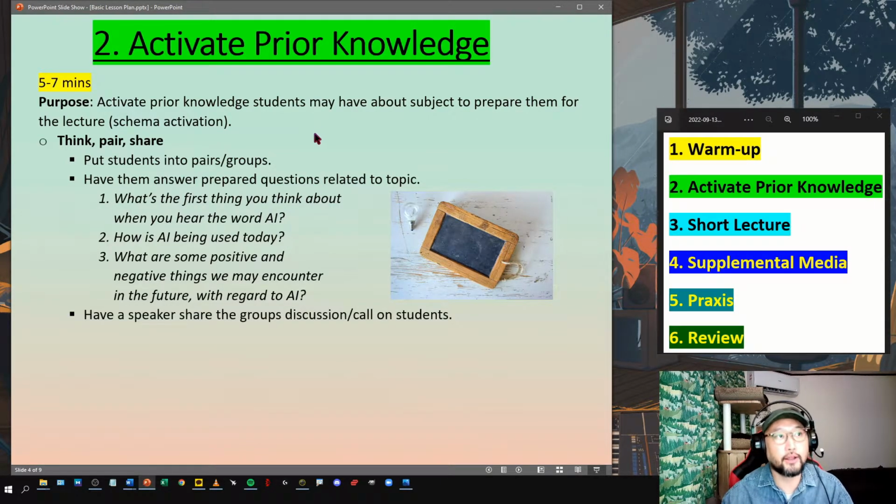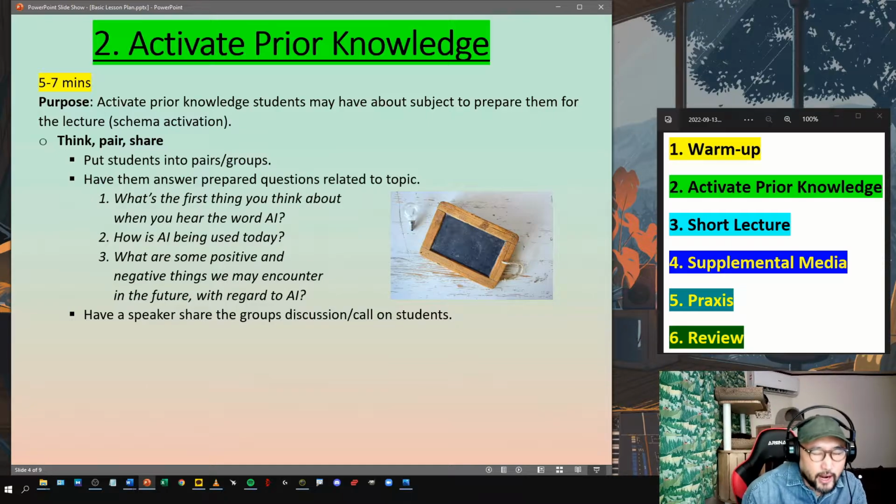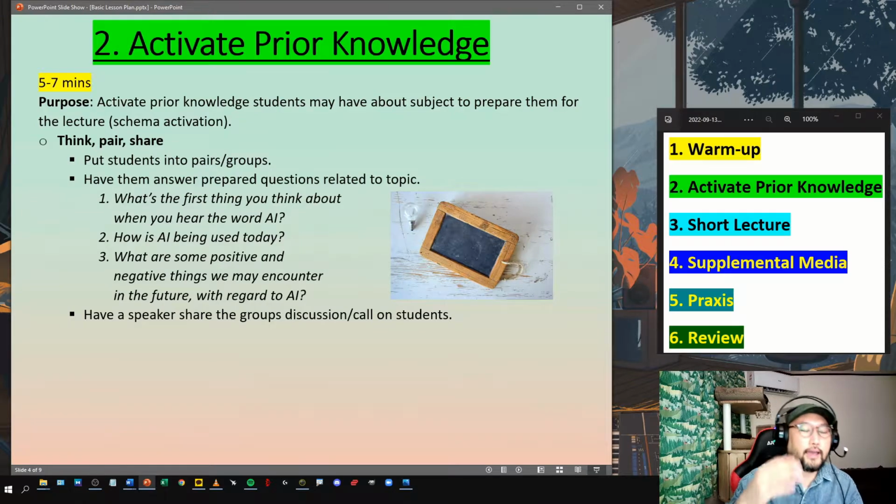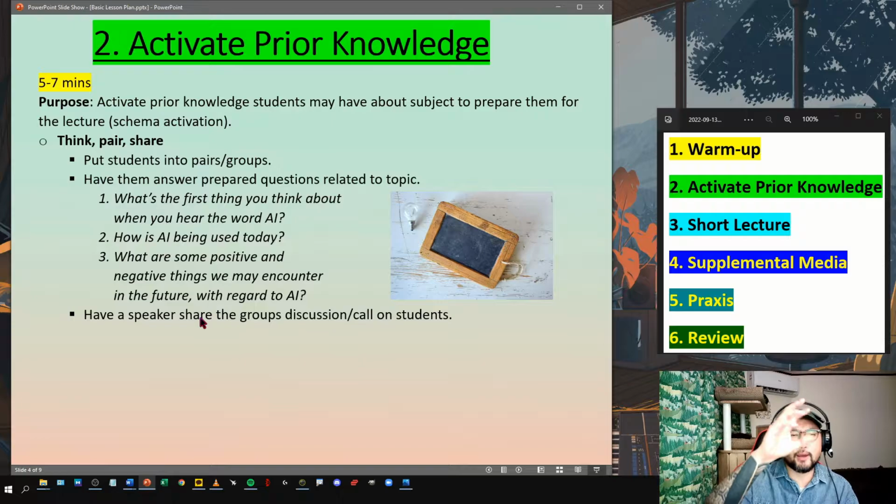Now, by the way, with think, pair, and share, the thinking part, you can have the students prepare their responses to these questions by themselves beforehand, and then you can put them into pairs and groups to talk with each other. And then the third component of this is share, which is having maybe a representative from each group come up to the front and share their answers, or they can just stand where they are and share a summary of what their group talked about.